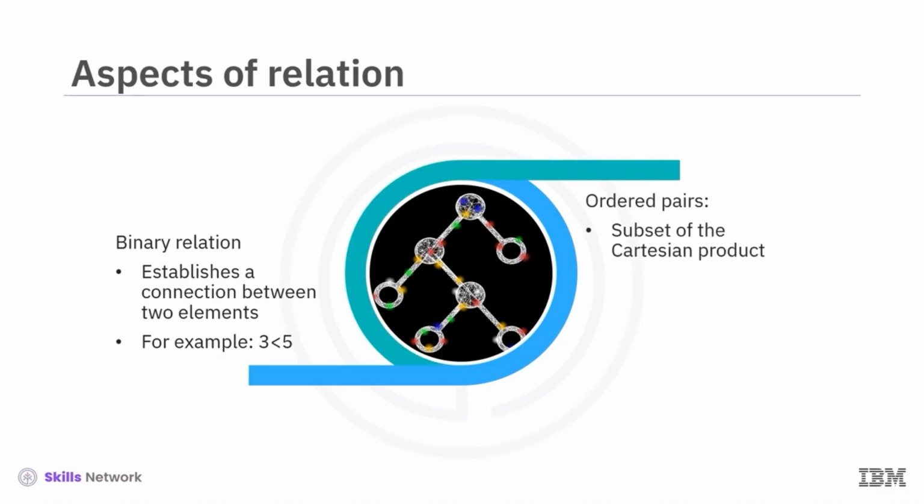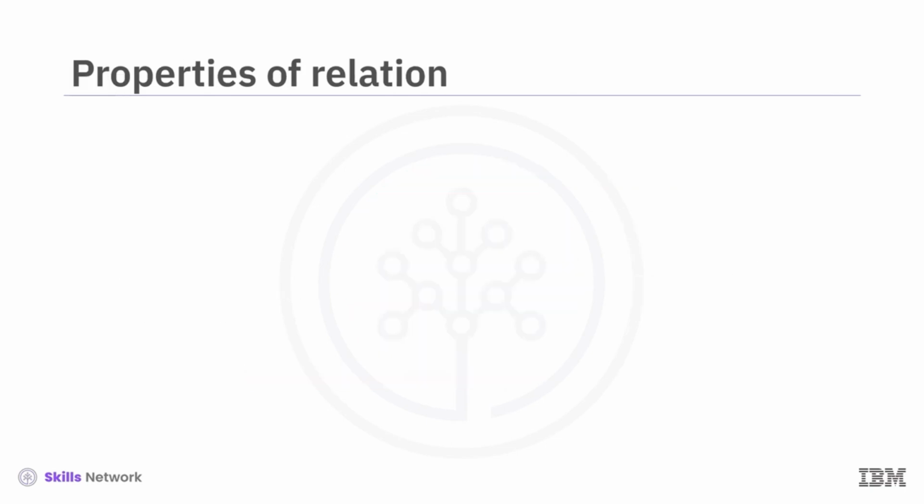Ordered pairs, a subset of the Cartesian product A times B, represent a binary relation on sets A and B, denoted as (A, B). Relations demonstrate various properties contributing to their significance in mathematical analysis.